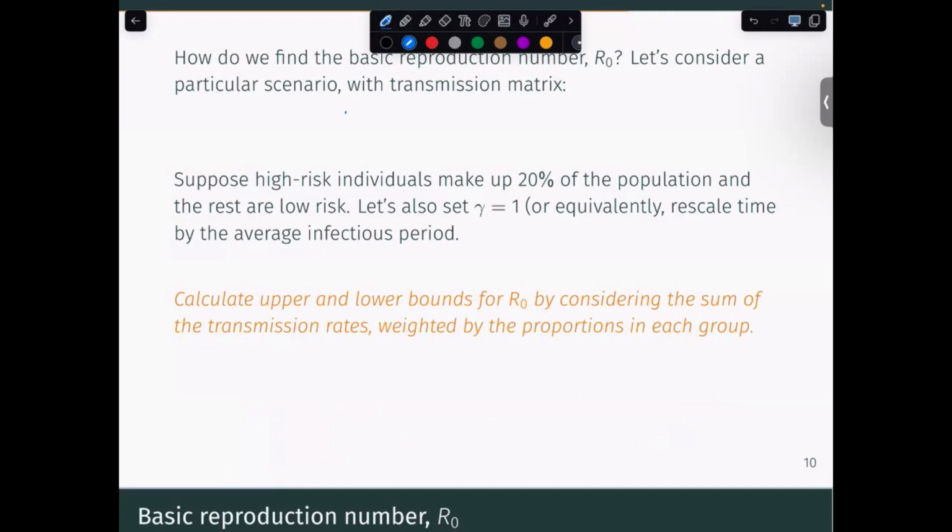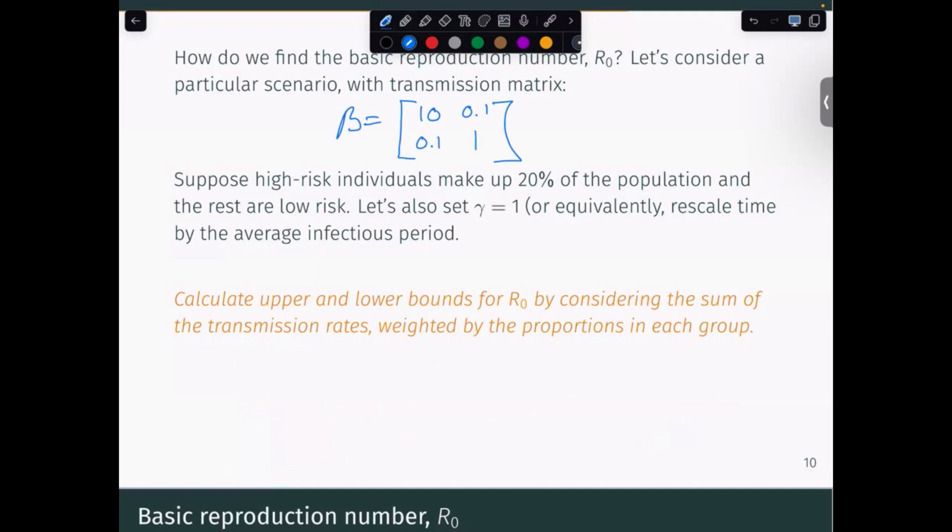So let's just take a numerical example because it's easier to work with. I'm going to assume that my high risk group has beta HH equal to 10. This is 10 times bigger than my low risk group. And then the off diagonal terms, I'm going to assume they're 10 times smaller as well. That is 0.1.